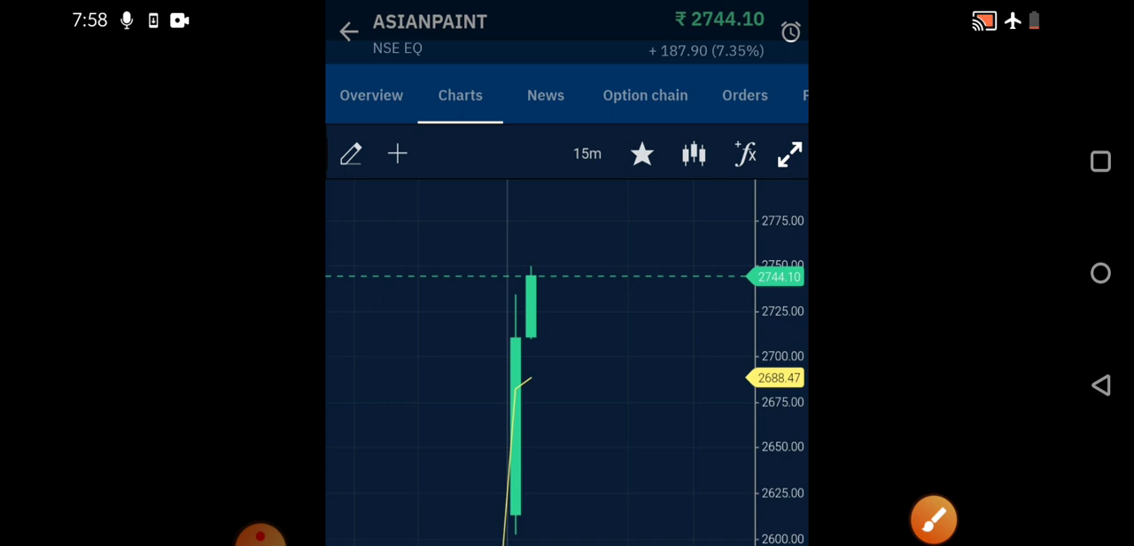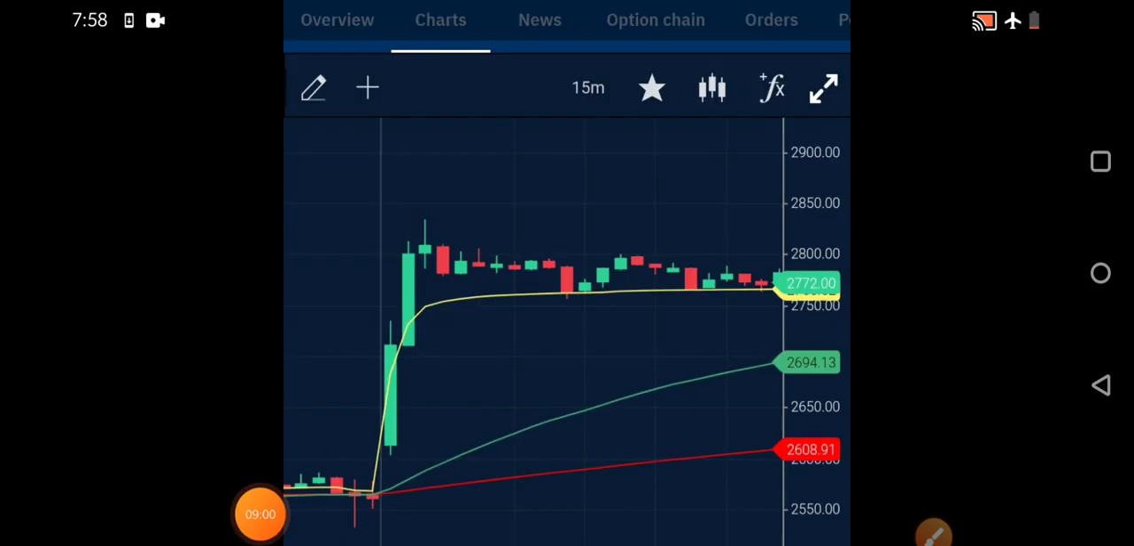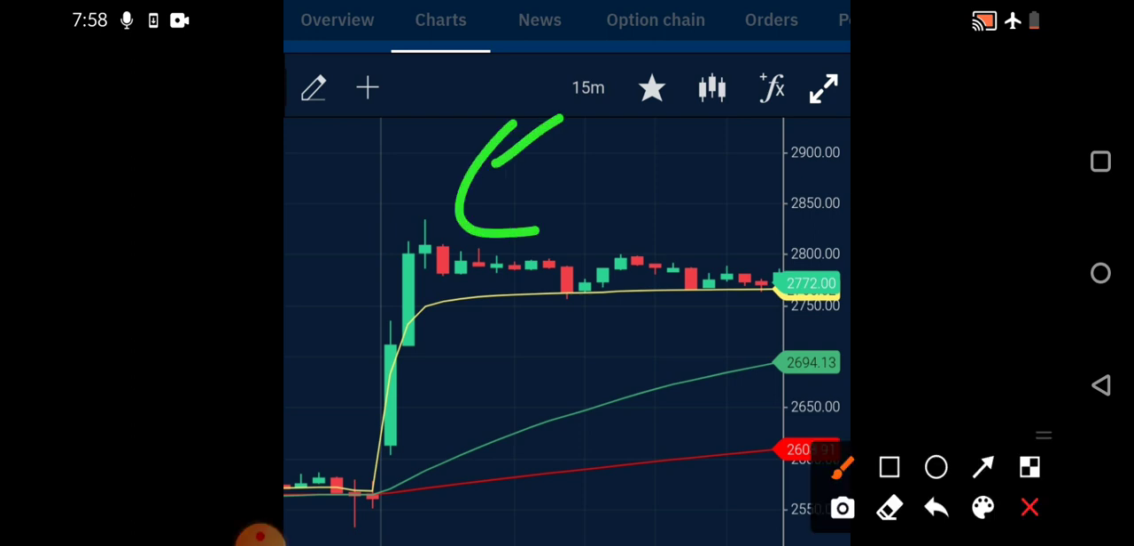We'll also see how Asian Paints performed till the end of the day. Okay, so if you see till the closing, that is till 3:30, how the stock has performed, you can see Asian Paints has gone even above 2,800 as well. So very good profit if you are taking some decent quantity.